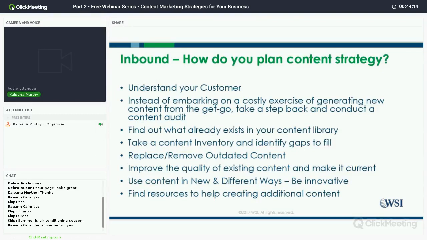So that helps you update your content to be more relevant and more current, replace and remove outdated content, improve the quality of existing content, and use content in new and different ways. As I said, if you never embarked on doing an ebook or white paper, look at the blog posts you already have, rework those, and convert them into chapters in your ebook and white papers. When this is all done, you are going to go find resources to help you create additional content so that you can build upon the content library that you currently have.